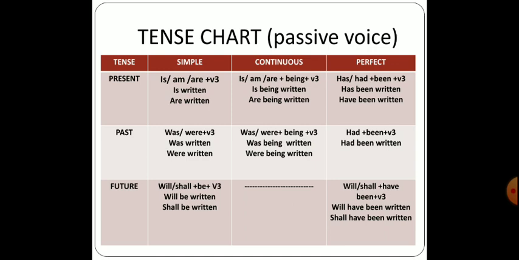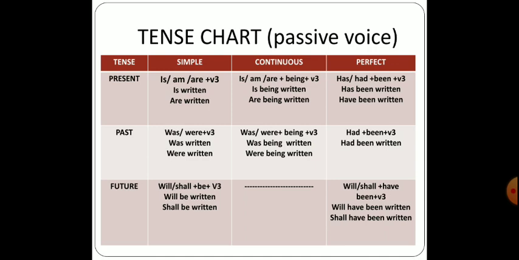In the similar way, with simple past tense, we are supposed to use was, were plus verb's third form. So this will be was written, were written. Now when we take into consideration past continuous tense, we are supposed to take was, were plus being plus verb's third form. Over here being indicates a continuous form, ing we are supposed to remember. So this will be was being written, were being written. And in past perfect tense, had plus been plus verb's third form. So this will be had been written.